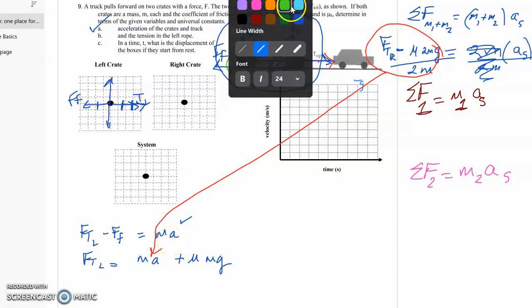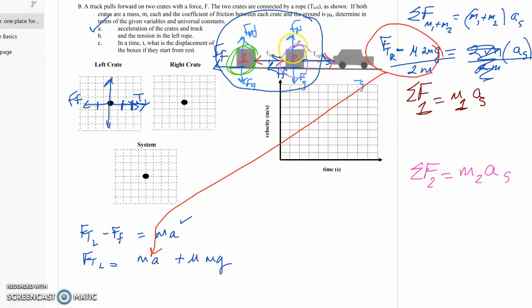So if I then wanted to go to the right crate, then again the vertical is balanced. The friction on the right crate should be the same amount because the right crate is the same mass. And on the right crate, there's friction, there's also tension left, force tension left, and there's force tension right. Okay, so if we were going to look at this crate, it's very complicated.